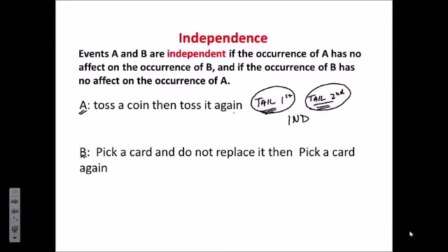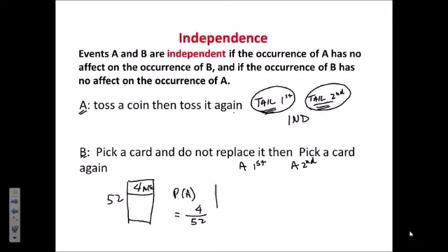If you take B, pick a card from a deck, and then replace it and pick a card again, if you pick an ace on the first pick, does that have anything to do with picking an ace on the second pick? Are these events independent? Well, when you pick the first time, what's the probability of getting an ace on the first pick? There are 52 cards in a poker deck or a bridge deck, and of those 52, 4 are aces.